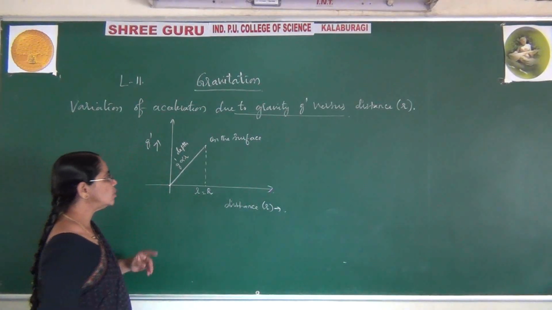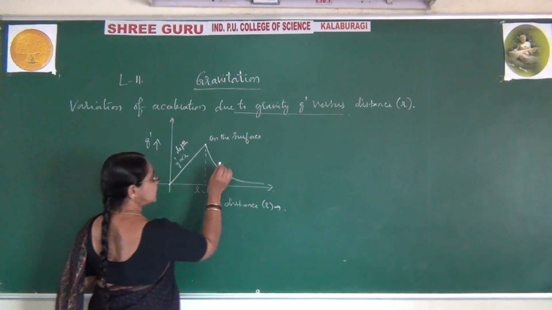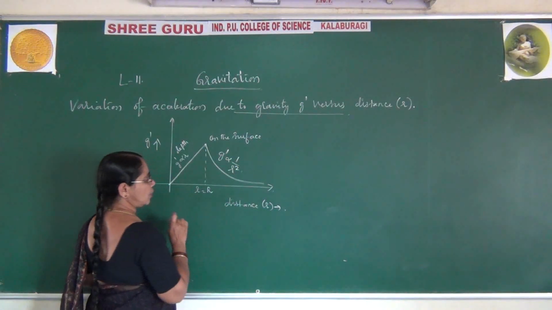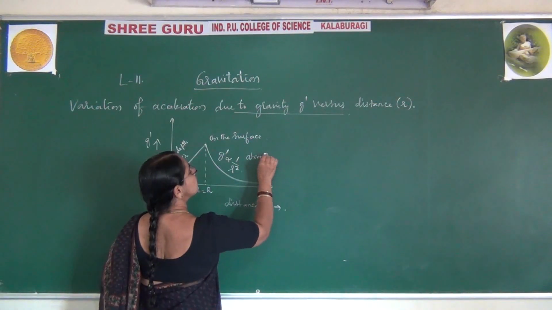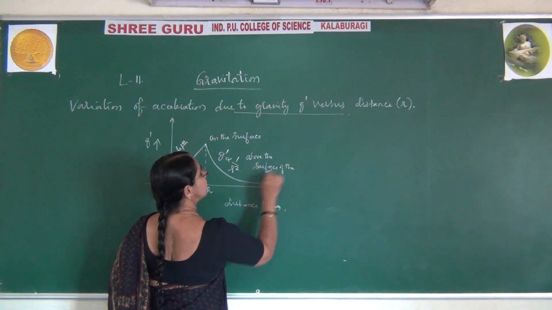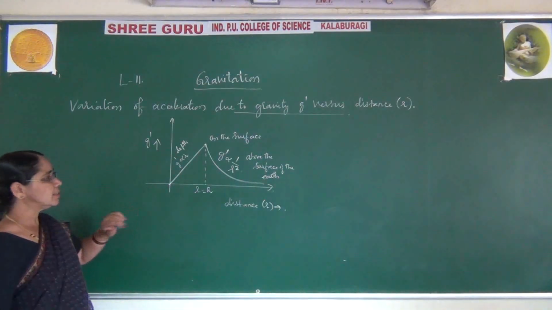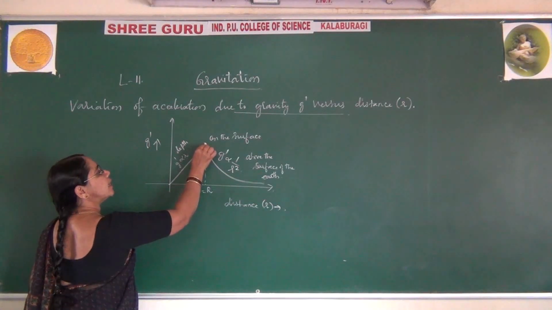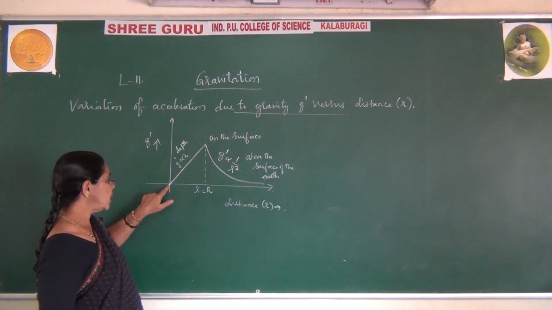By chance if you go above the surface, then your graph varies like this. What does it explain? g dash is proportional to 1 by r square, where I can say above the surface of the earth. So if you just observe this graph, it is enough, where in these 3 points I have explained. One, this is the point exactly on the surface. This is exactly at the center of the earth.